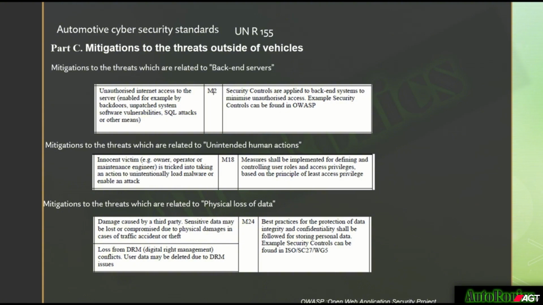Then comes Part C. Basically Part C deals with the mitigations to the threats which are outside of the vehicles. So mitigation to the threats which are related to the backend servers that we talked about. So unauthorized internet access to the server, basically enabled, for example, by backdoors, unpatched systems, software vulnerabilities, SQL attacks or other means. So the mitigation would be security controls are applied to the backend system to minimize unauthorized access, and the same controls can be found in the OWASP.